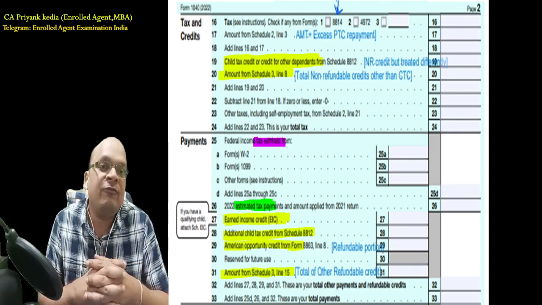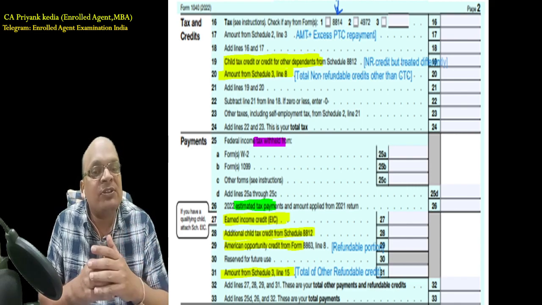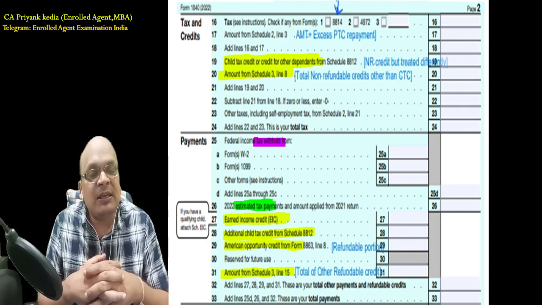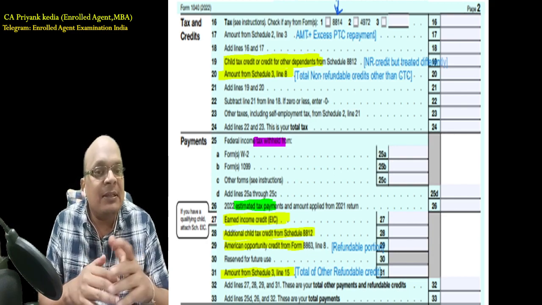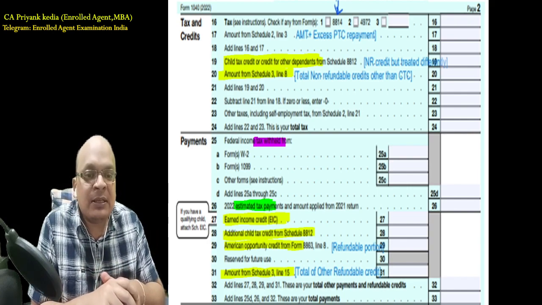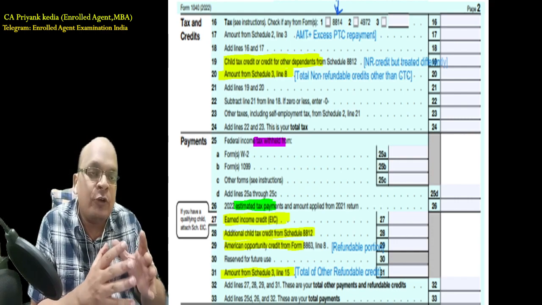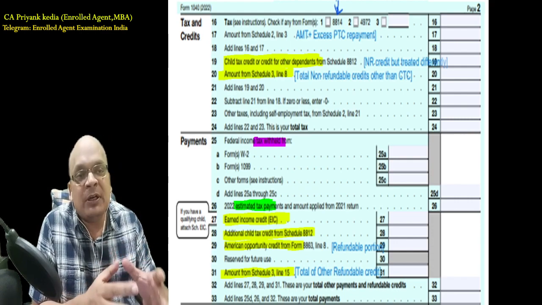Now, there is a Form 1040. It's a screenshot of a 1040 page 2. You can see that on page 2, right now we are seeing two sections. The first one being tax and credits, and the second one being payments. You can see line numbers 19 and 20 in tax and credits. The child tax credit, and whatever is mentioned in line 20 is actually talking about the total of non-refundable credits which a particular taxpayer is eligible for.